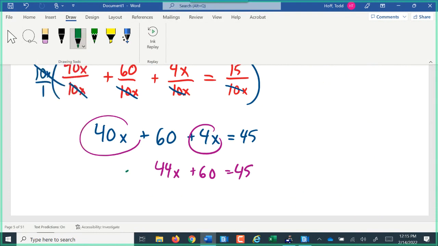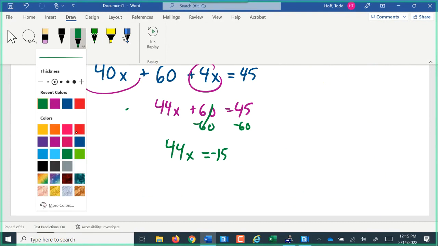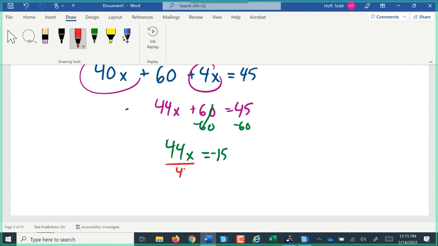We're ready to solve, so we'll subtract 60. 44x is a negative 45. And we'll divide by 44. X equals negative 45 divided by 44, which is just that, negative 45 44ths. Again, division and fractions, we can flop back and forth from one to the other. We can just make that a fraction and try to reduce it. Here it doesn't reduce. So that is our final answer.